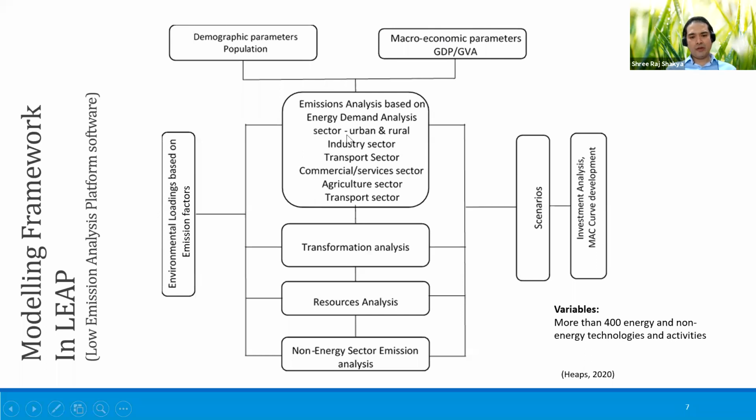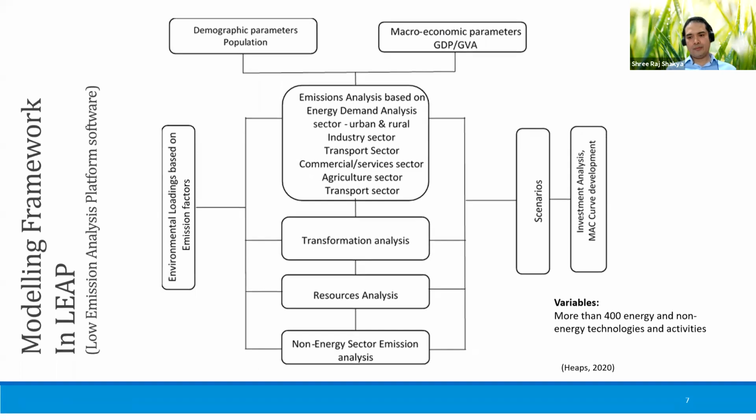So basically, this model consists of this end-use service demand transformation process, which basically consists of transforming from primary energy to the secondary and tertiary energy, and resource analysis, and other non-energy emission analysis, and ultimately different scenarios have been developed to know what will be the GHG emission in the future ahead.